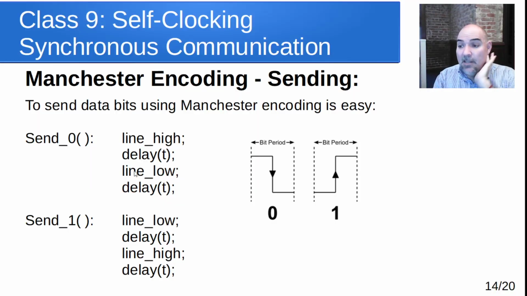All right, so again, to send a 0, set the line high, delay for 1 time unit, set the line low, delay for 1 time unit. For a 1, it's just the opposite. Set the line low, delay for 1 unit, set the line high, delay for 1 unit. Very trivial code to write. I mean, you could write this for your Arduino in just a few lines of code in a couple of minutes.